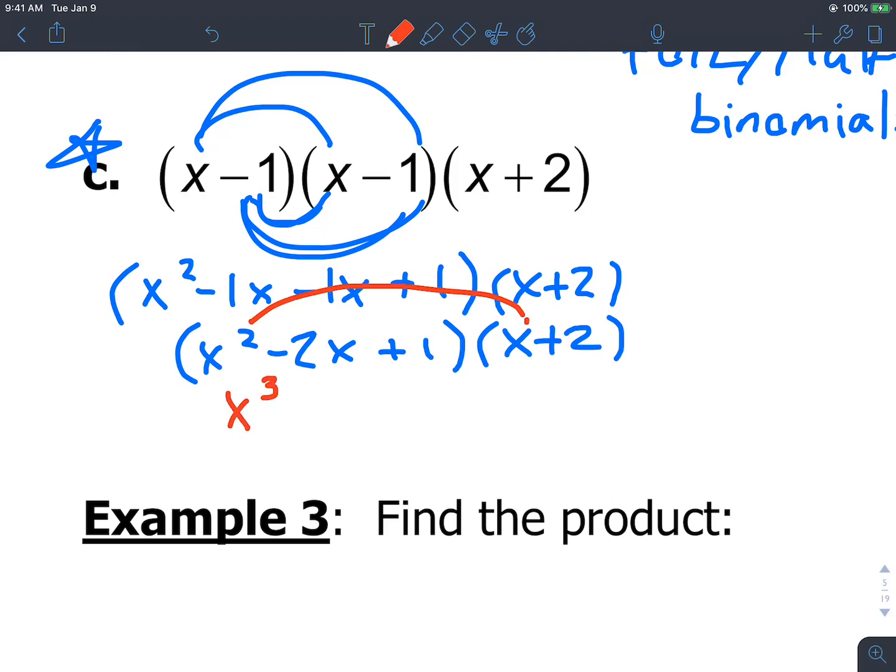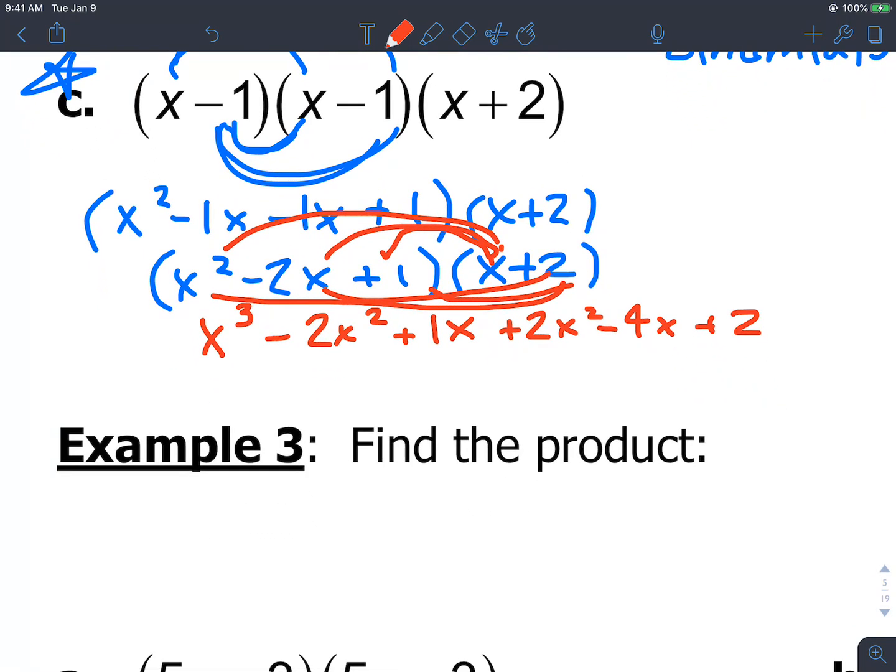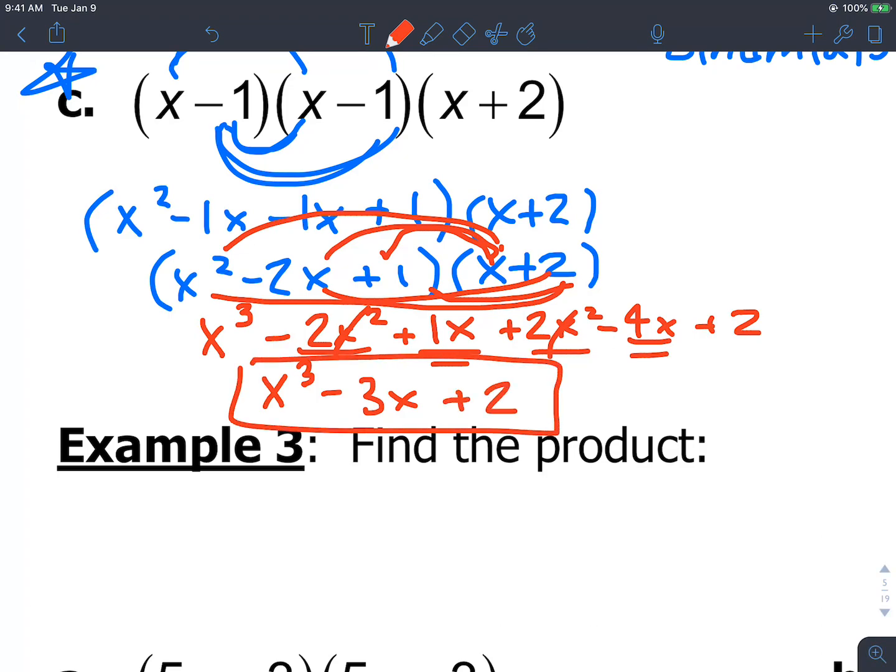x squared times x is x cubed. x times -2x is -2x squared. And then you got plus 1x. The 2 times x squared is going to be 2x squared. The 2 times -2x will be -4x. And then 2 times 1, that's going to be plus 2. Okay, and then from there, x cubed, combine your x squareds, they actually cancel out here. And then your regular x's, that'll be -3x, and then plus 2. And then that's what that combines to.